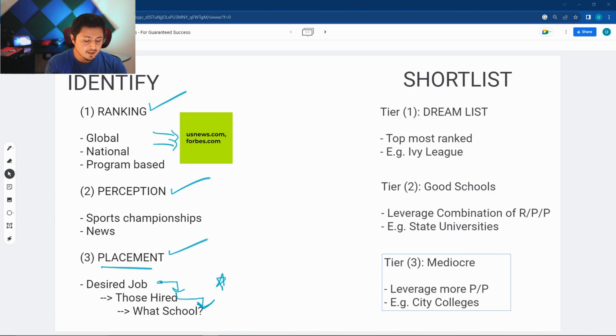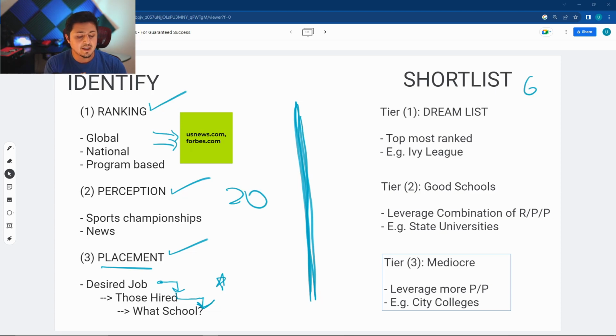Now, once you've identified these schools, you want to be able to shortlist them. Let's say you have 20 schools that you've identified here, and you want to shortlist 6. What you're going to do is divide that number, the shortlist number that you've got in mind, into 3. Tier 1, Tier 2, and Tier 3.